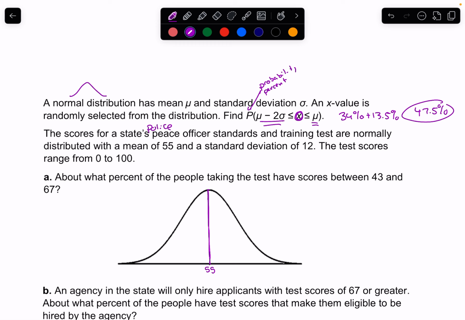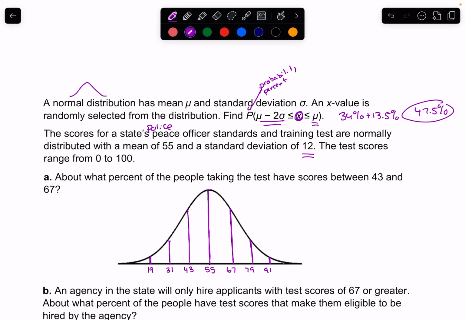There's a standard deviation of 12. So that means every time I go up to the next section of my graph, I'm going up 12. So that makes this 67, that makes this 79, and that makes this little tiny one 91. Going to the left, that makes this 43. I go down 12 more. This is 31. And that makes this little section 19.